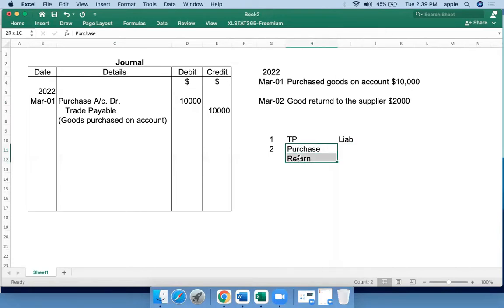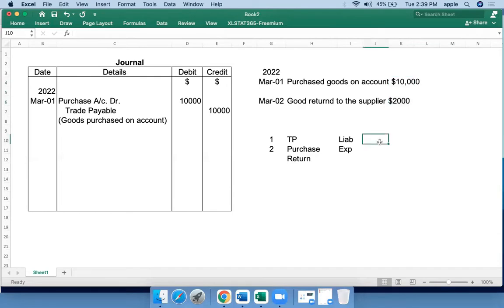Purchase return is which category? Actually expense only. Understood? Purchase and purchase return are the same category. Purchase is expense, so purchase return is also expense. But it is decreasing this time. Liability, what happened? Tell me. Liability decreased. When I bought, liability increased. Now I am returning, so in future I have to pay only $8,000. So liability decreased by 2,000.